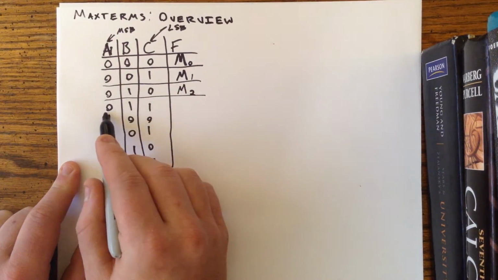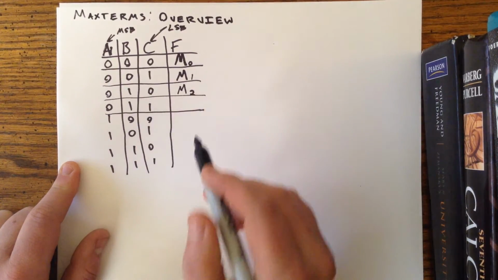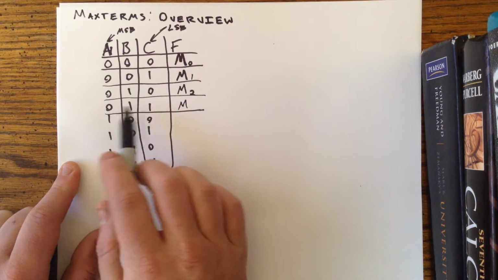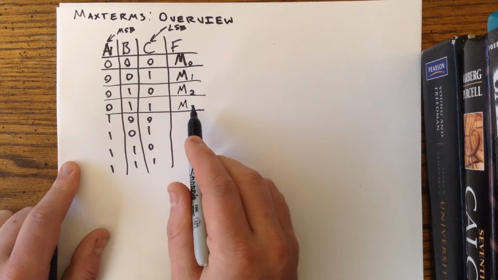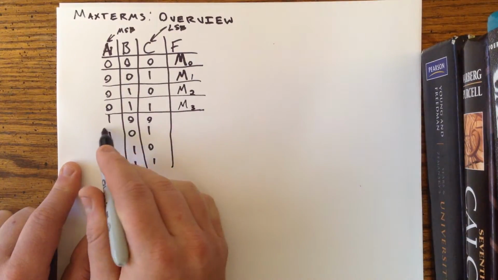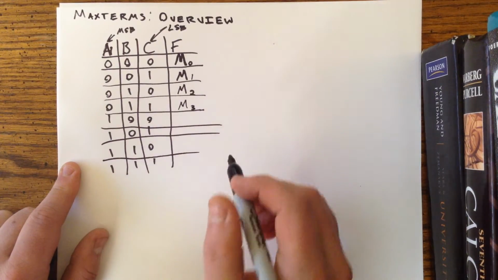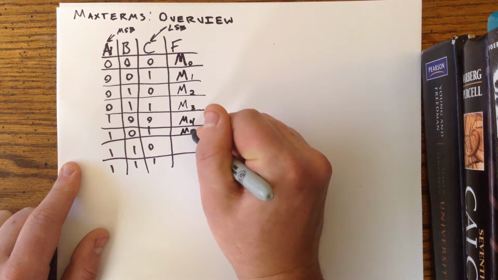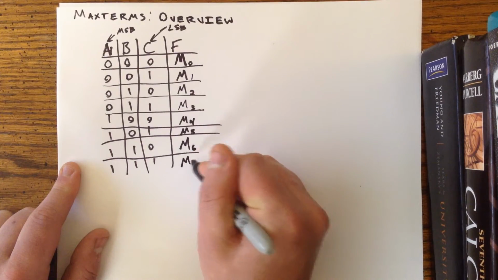Let's do one more just to make sure that you get it. It's 0, 1, 1. The decimal equivalent of this binary number is 3, maxterm 3. Now I think you guys are seeing a pattern here: 0, 1, 2, 3. That pattern does hold, so I'll fill in the rest of the table so as not to bore you: maxterm 4, maxterm 5, maxterm 6, and maxterm 7.